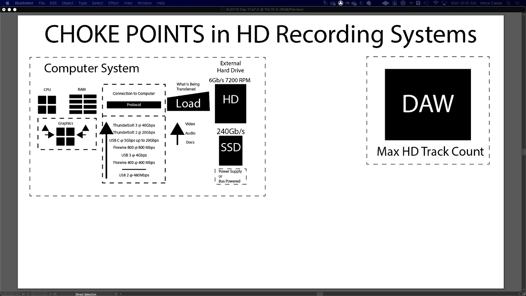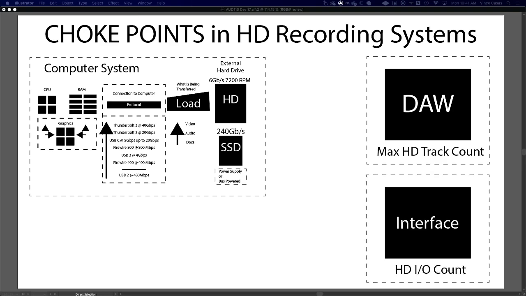Additionally, we also need the right DAW. Some DAW systems are not really made to work in HD. They don't have HD capabilities. Additionally, there may be a maximum HD track count on the DAW. So it's very important to pick the right software.